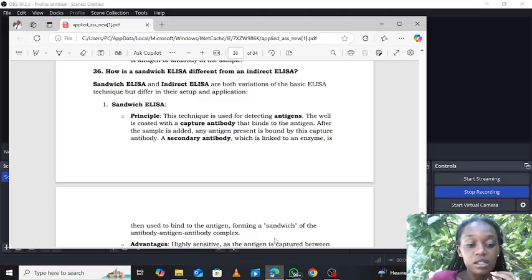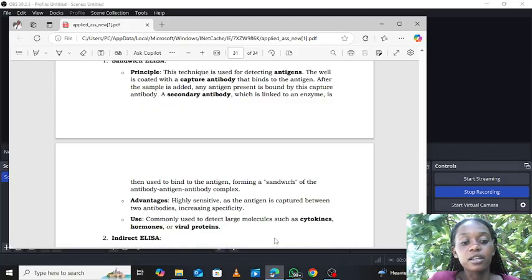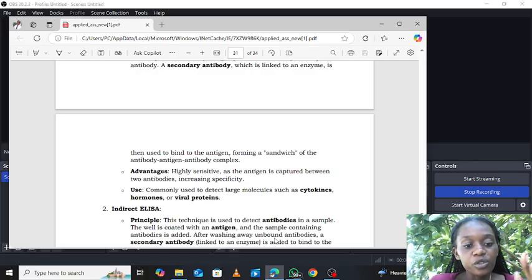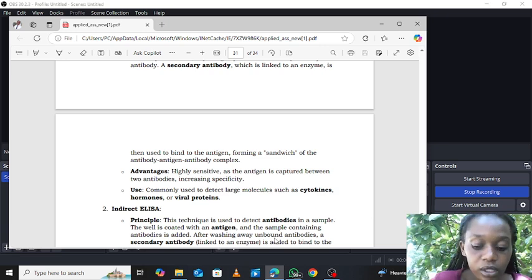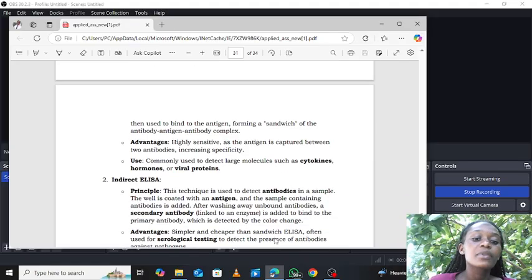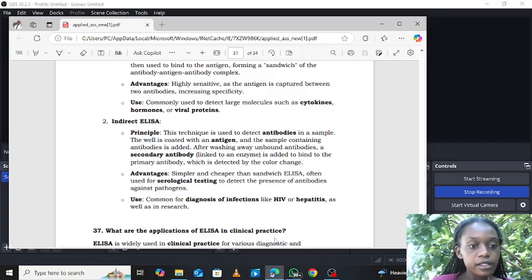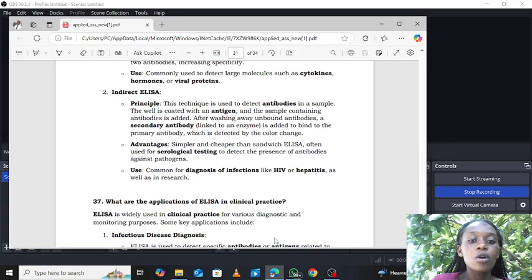Here they are telling us the advantage of the sandwich ELISA, which is that it is highly sensitive, as the antigen is captured between the two antibodies, increasing the specificity. We use a sandwich ELISA to detect large molecules such as cytokines, hormones, and viral proteins. And we move on to the indirect ELISA and its principle.